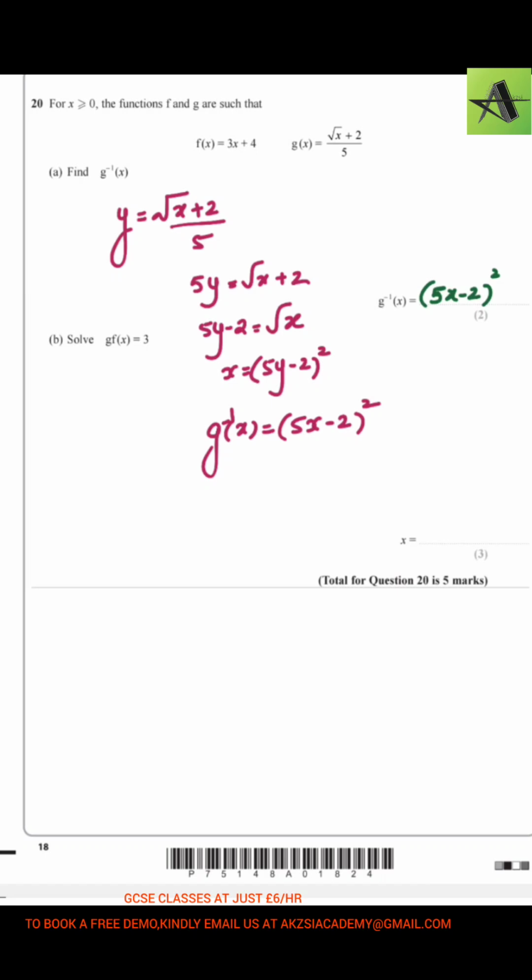It says solve g of f of x. So I need to start with this one, the outer function, because suppose if it's g of x equals x.